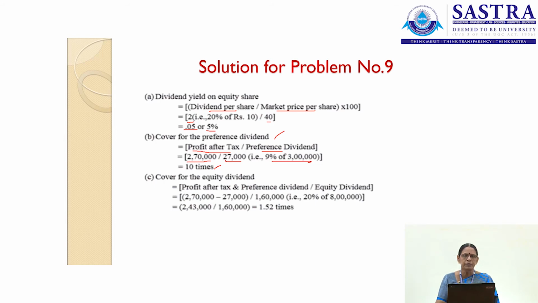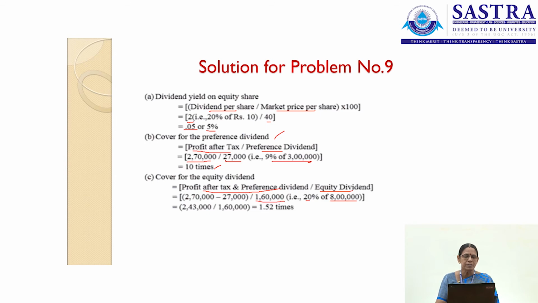Cover for equity dividend. When will you pay the equity dividend? After paying off your preference dividend. So, profit after tax minus your preference dividend divided by your equity dividend. Equity dividend is 20%. 20% of your total value, that is 8 lakh rupees, is 1,60,000 rupees.